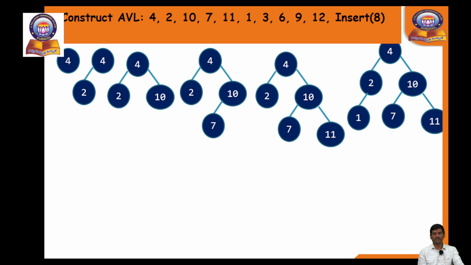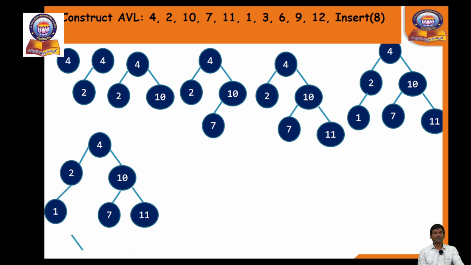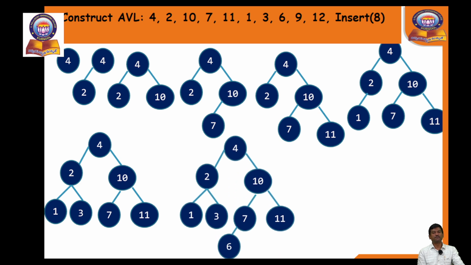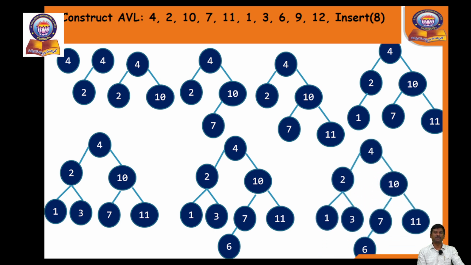In the next scenario, you need to insert node 3. Node 3 is inserted to the right of node 2, and check the balance factor, no deviation. And node 6 has been inserted to the left of node 7, no deviation in the balance factor. In the next scenario, you have to insert node 9, where 9 is to be placed to the right of node 7.